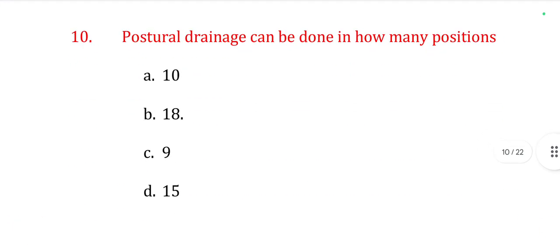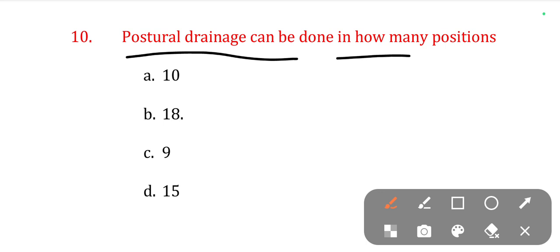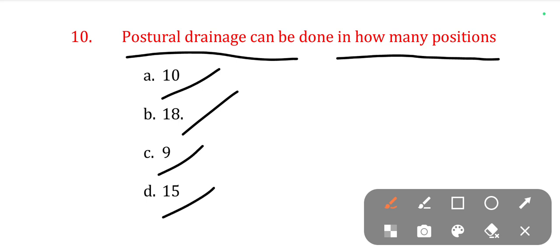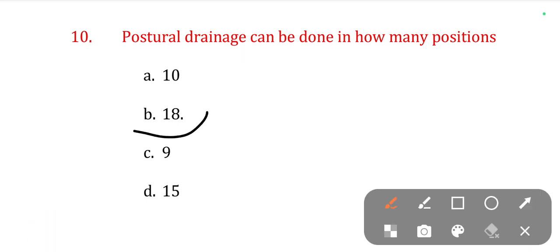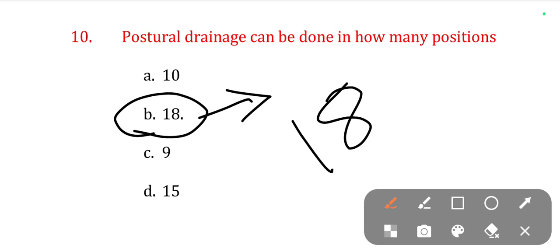The next one is postural drainage can be done in how many positions? Postural drainage is nothing but removing of secretions from the lungs. So in how many positions can we do the postural drainage? Options are A 10, option B 18, option C 9, option D 15. The right one is option B, 18. Why? Because a total of 18 segments are present in both lungs. So to remove the mucus or secretions from the segments, we need to do the postural drainage in 18 positions.